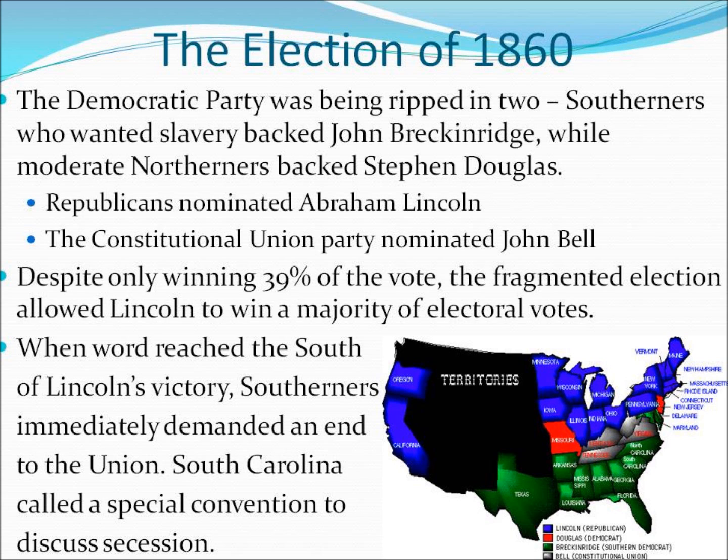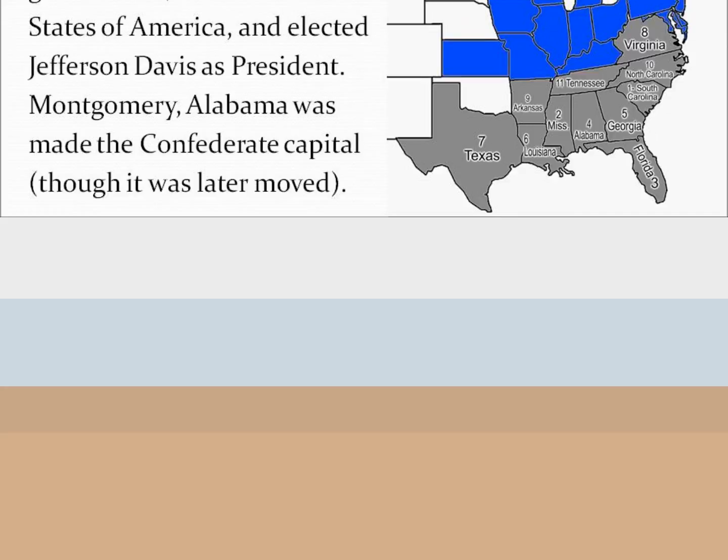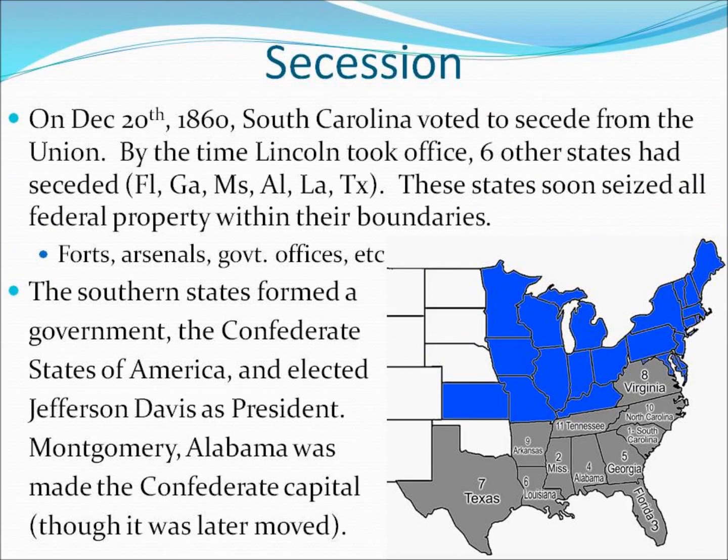And that is what's going to drive South Carolina to be the first state to call a special convention to discuss secession. And that takes place just after the election of 1860. So they are meeting in December of 1860. It does not take very long before South Carolina has decided that they are going to secede from the Union. They have a vote. It's unanimous. And so South Carolina on December 20th, 1860 does indeed vote to secede from the United States.